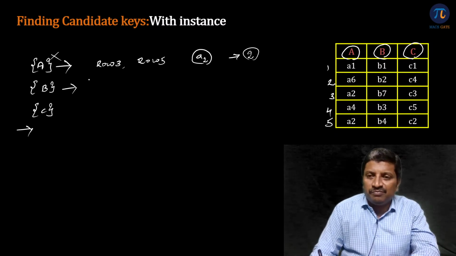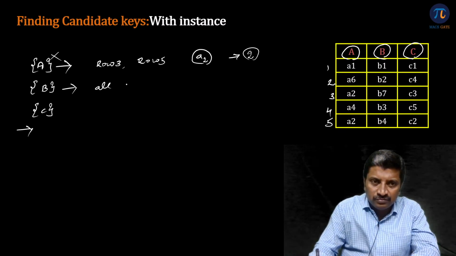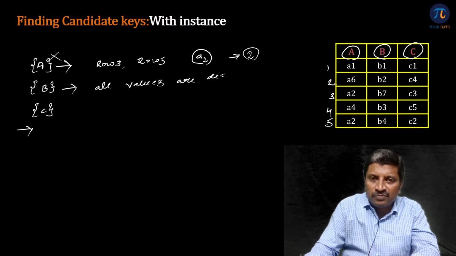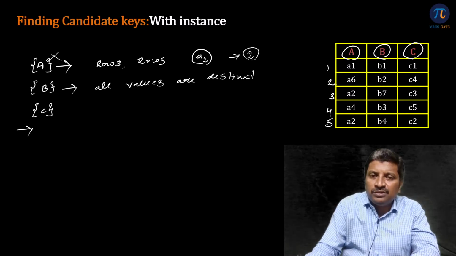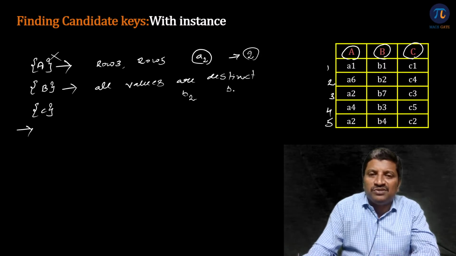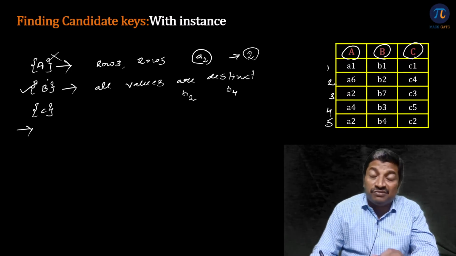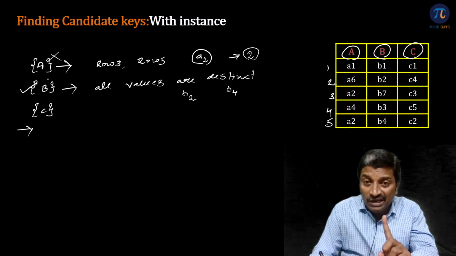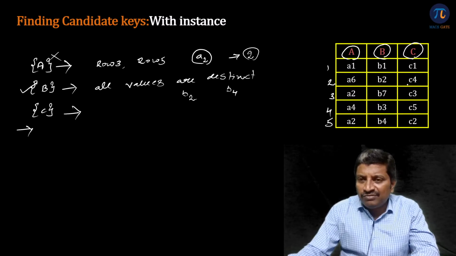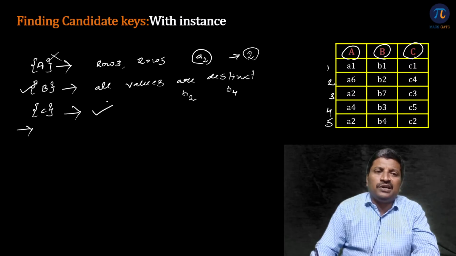Similarly, if I consider B, please verify all the values are distinct. Whenever I call with some B2, only 1 record will respond. Suppose I call with some B4, only 1 record will respond. So this is a candidate key. First of all, it is a key, and since it is having only one attribute, we can say it is a candidate key. What about C? C1, C4, C3, C5, C2. All are distinct. It is also a candidate key.